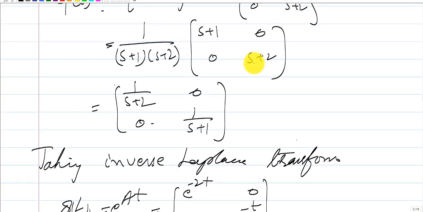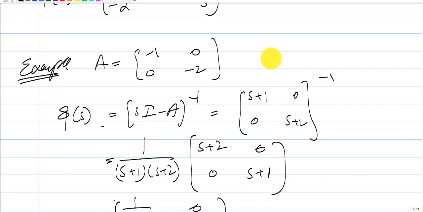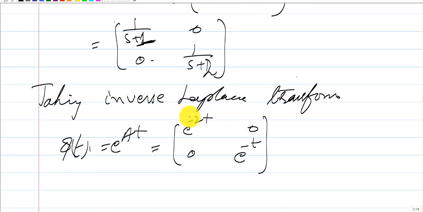Yep, there is a small mistake here, so let's correct it. This was s plus 2 and this was s plus 1. So this was the small mistake; for that it would be 1 over s plus 1 and that will be s plus 2. So that will be e raised to the power minus 1t and that will be e raised to the power minus 2t.